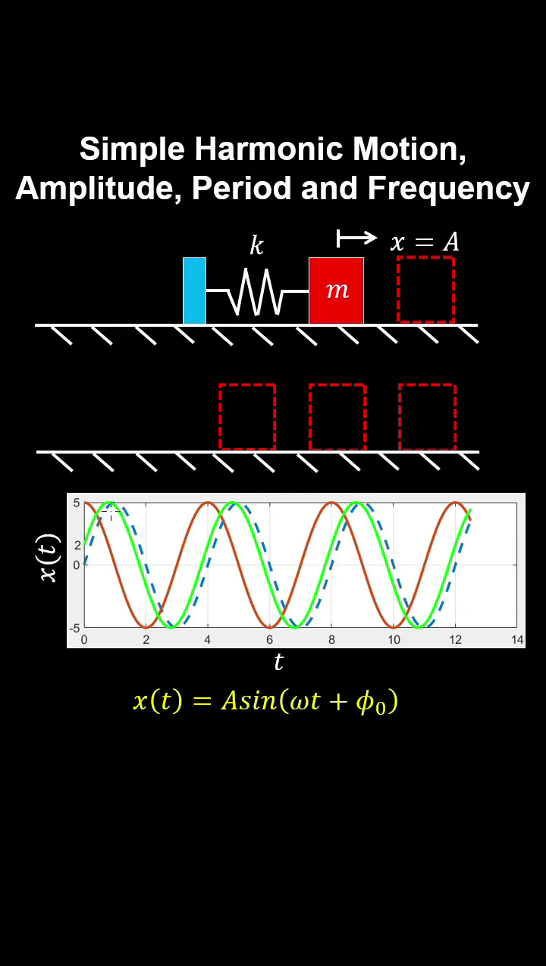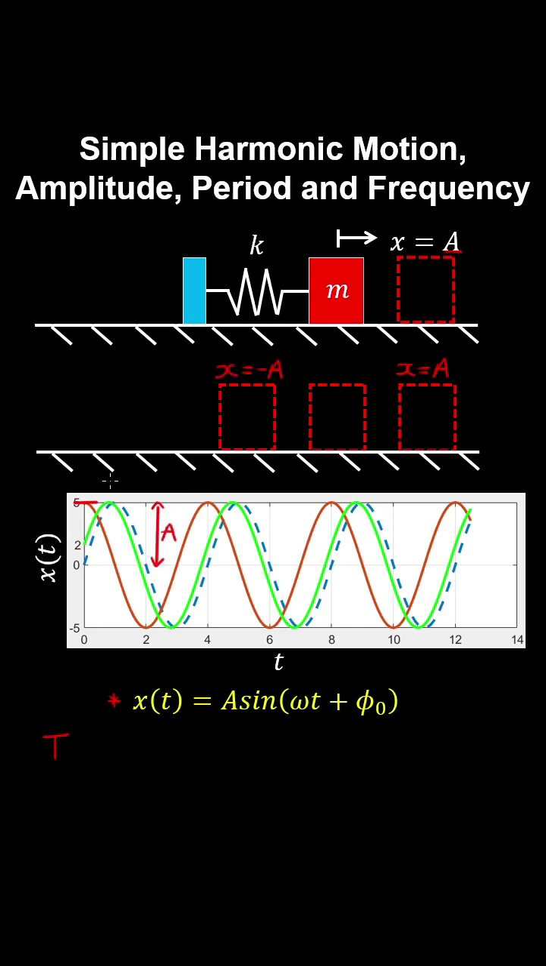Here are several solutions plotted using this equation for simple harmonic motion with different initial conditions. So for example, for this case, we can stretch the block to the amplitude a and then hold it at a velocity of 0 and release it. So the amplitude of the oscillation is the maximum position of the block from equilibrium.